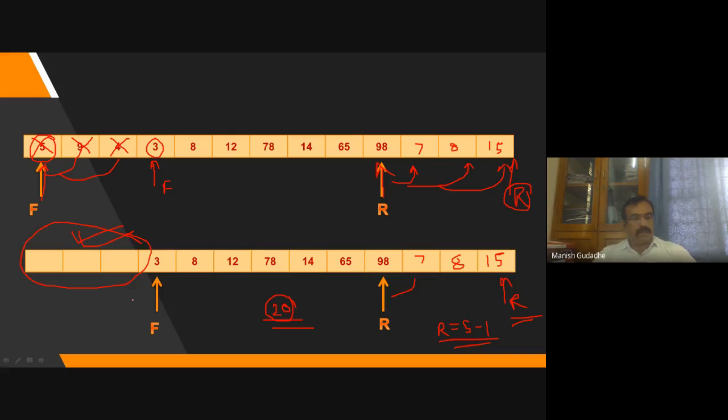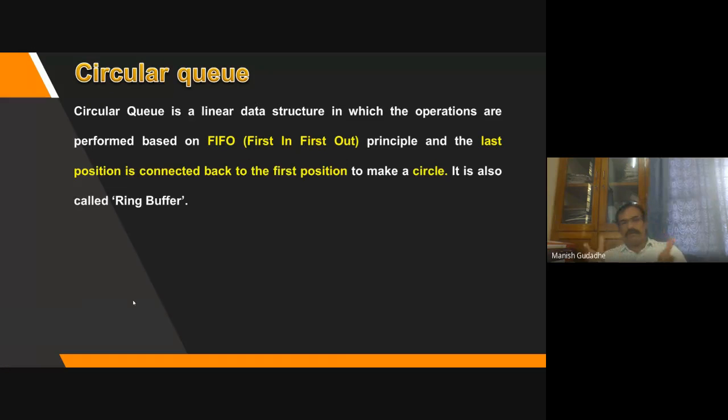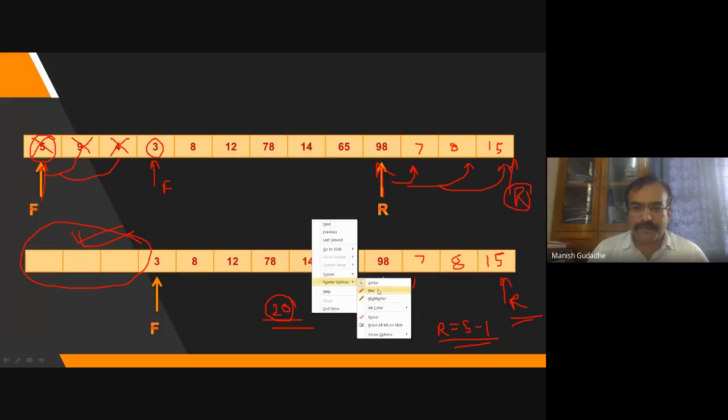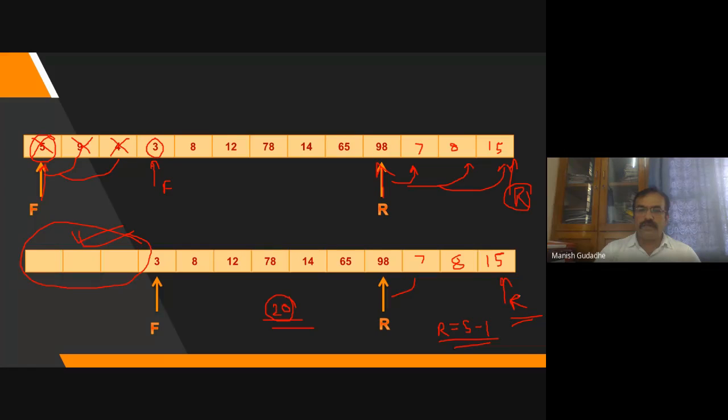Which is not good. So this is a little modified, and we are coming to an additional concept called a circular queue. Circular queue is again a linear data structure. It's very simple. Only thing is, we are going to make the last position connected back to the first position to make it a circle. That means, after this, we are going to connect it to the first one.